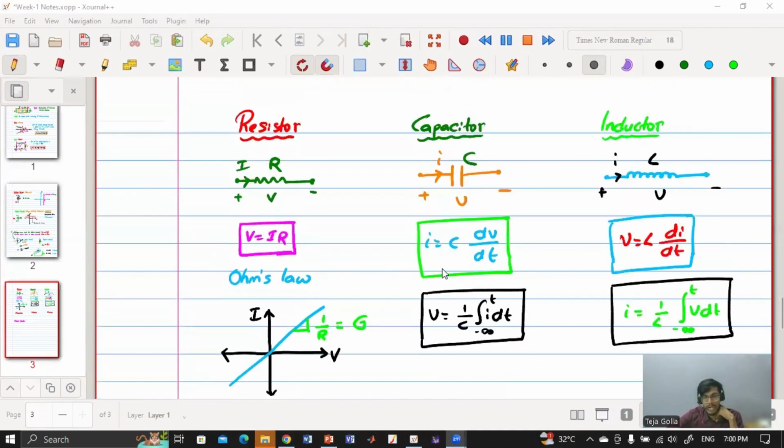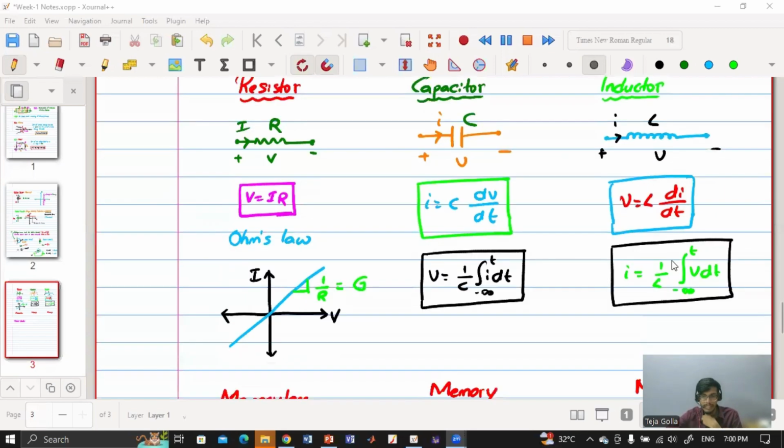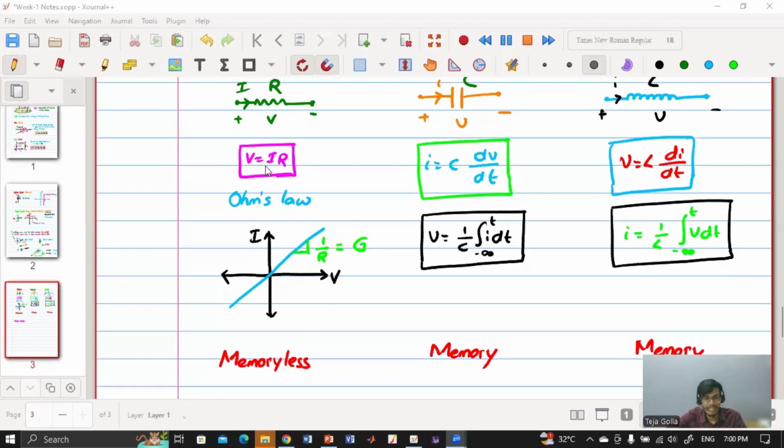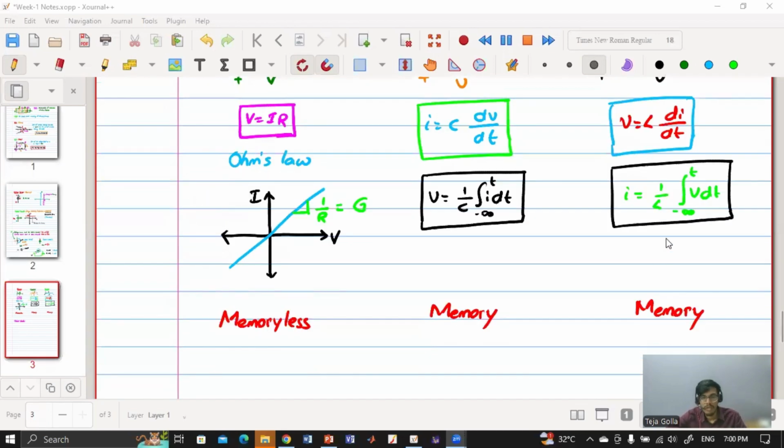In the case of the capacitor, I and V are related using the expression I equals C dV by dt. From this, you can get the V expression. Here, for the inductor, V is equal to L dI by dt, and the current is obtained by this expression. The resistor is memoryless because voltage and current depend upon the instantaneous values. Here, the voltage of the capacitor depends upon the past values of the current, which is why it has some memory. Here also, the current of the inductor depends upon the past values of the voltages. So that's why it has memory.